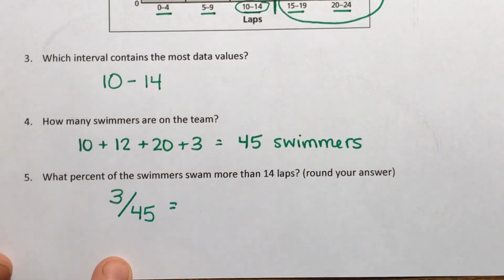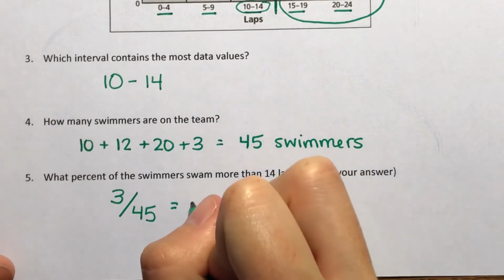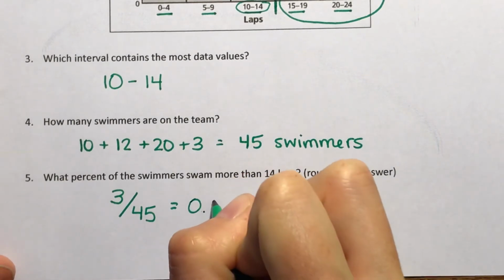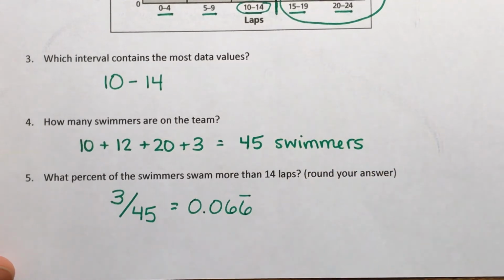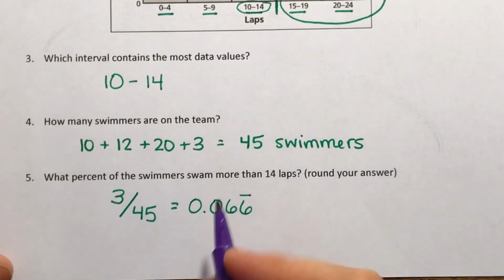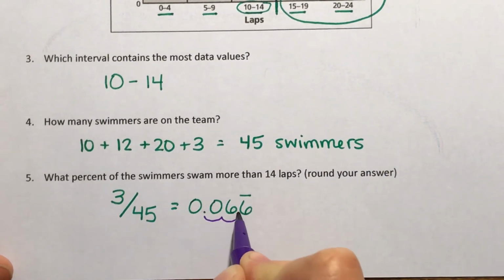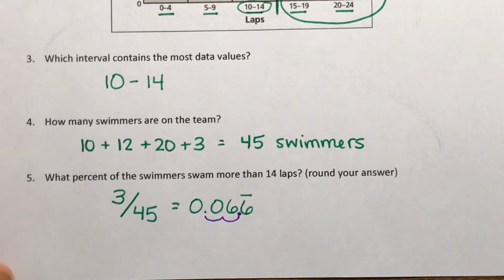So if I do this division problem, it'll give me a decimal, which is around 0.066 repeating. Now it says percent, and we talked about this in class: to take a decimal and turn it into a percent, we did back and forth. You just take the decimal and you move it 2 times. And I said round your answer on the answer key.